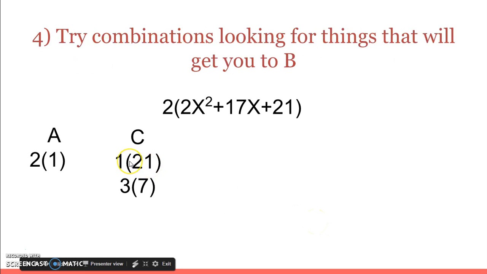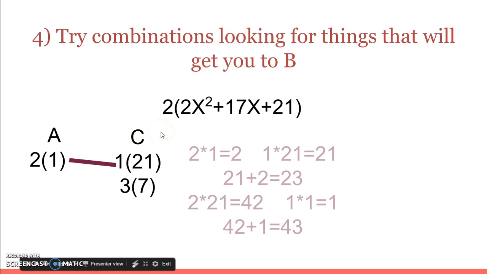Once we have all of those written out, we're going to go ahead and start trying combinations and seeing which ones we can get to give us our answer for B. So what we want to do is take each number and multiply it by one of the numbers in C.